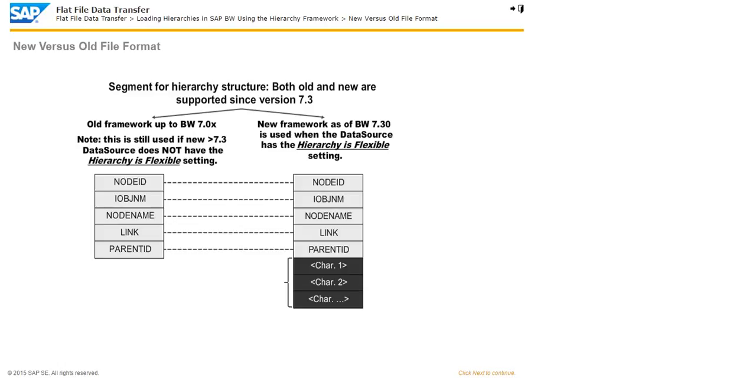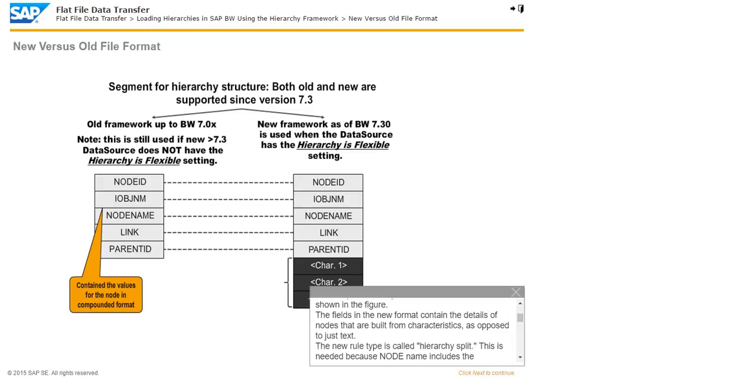The fields in the new format contain the details of nodes that are built from characteristics as opposed to just text. The new rule type is called hierarchy split. This is needed because NODE name includes the info object and compounding in the old format. This transformation option, which you use in the exercise, load a hierarchy using the hierarchy framework, only works if the field lengths have not been changed. If the SAP delivered transformation does not work in your situation, you may have to write your own parsing formula.